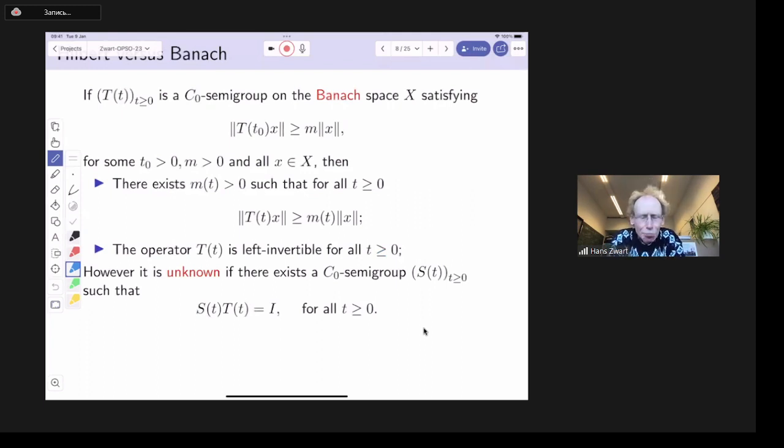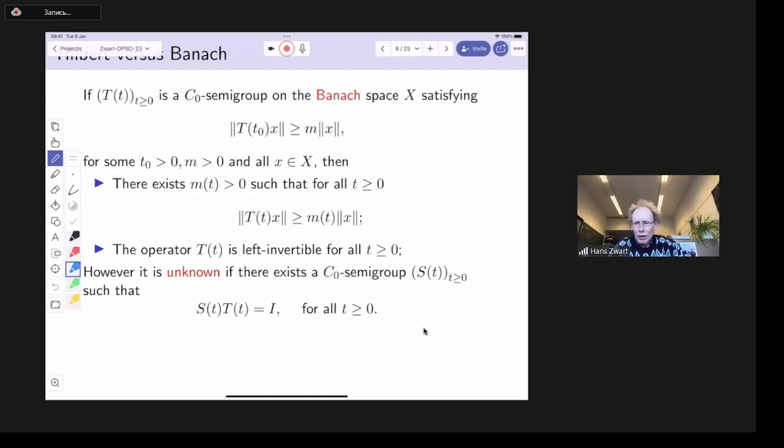So I pose this as an open problem to the community. Does the same theorem which holds in Hilbert spaces also hold in Banach spaces? I don't know the answer. I believed for a very long time that the answer was no, and that I could construct a counterexample, but I was never able to construct one. So the thing is really open.